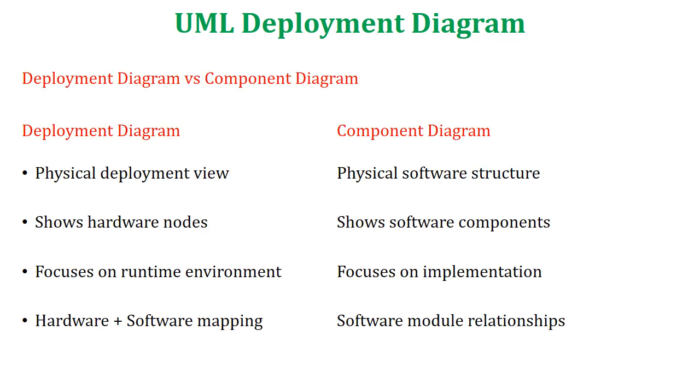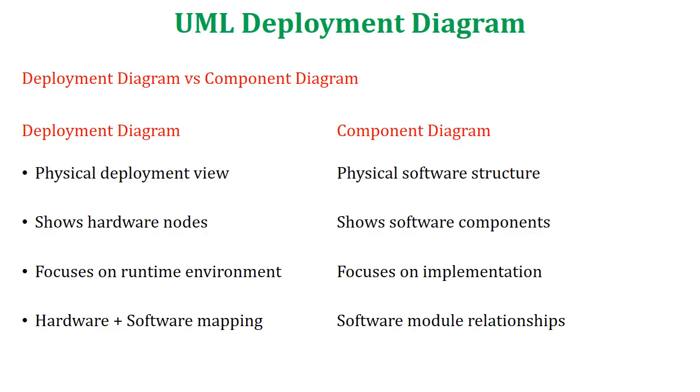Next is the comparison between the deployment diagram and the component diagram. The deployment diagram is a physical deployment view. The component diagram is a physical software structure. The deployment diagram shows hardware nodes, and the component diagram shows the software components. Already we discussed this, right? For example, what are the components of a CPU?